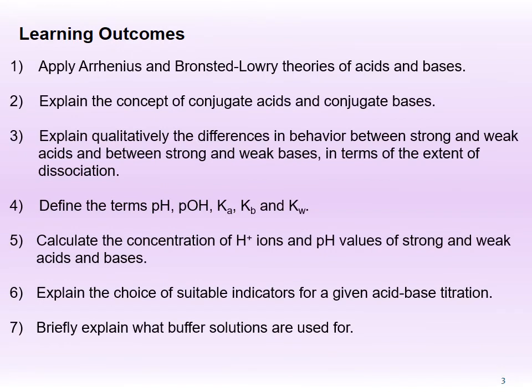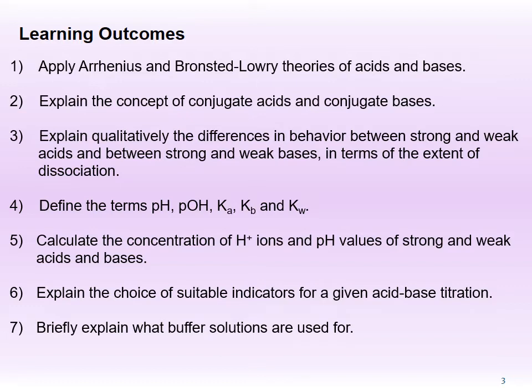Learning outcomes. Apply Arrhenius and Bronsted-Lowry theories of acids and bases. Explain the concept of conjugate acids and conjugate bases. Explain qualitatively the differences in behavior between strong and weak acids and between strong and weak bases in terms of the extent of dissociation. Define the terms pH, pOH, Ka, Kb, and Kw.